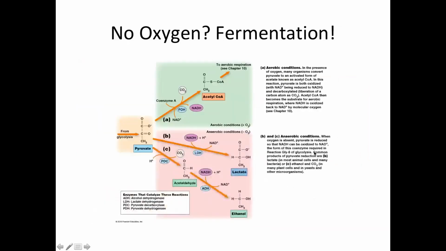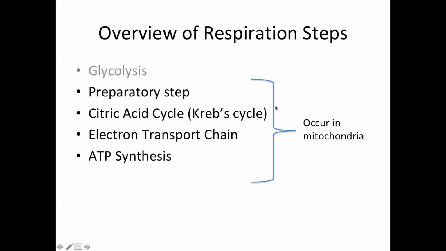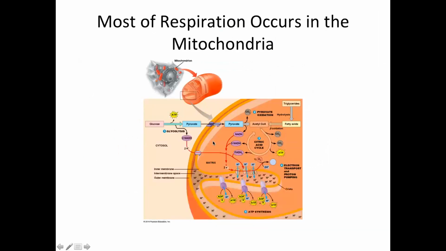If there is no oxygen, the cell can undergo fermentation to process the pyruvate into either lactate or ethanol and carbon dioxide. If, however, there is oxygen, then we can proceed with aerobic respiration. So again, we started with glycolysis. The remainder of these steps are going to occur in the mitochondria. And next we have the preparatory step.